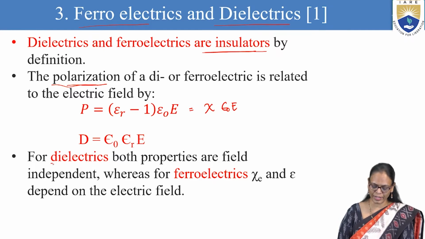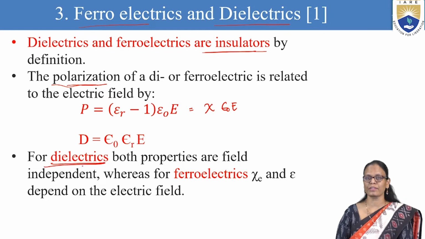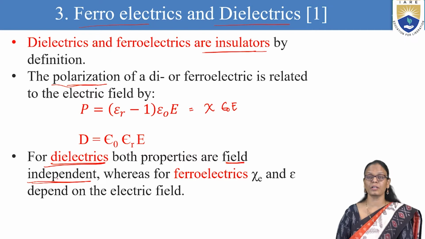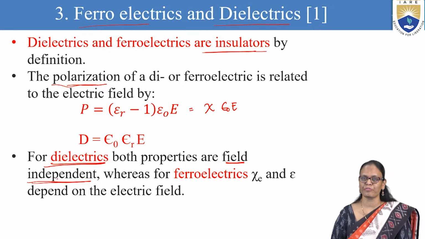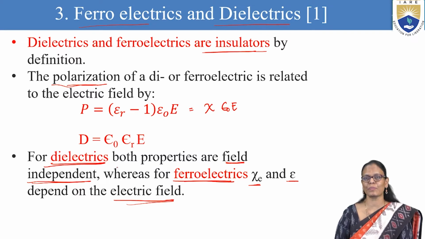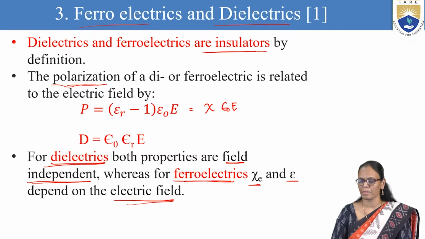So for dielectrics, both the properties chi and epsilon are field independent, meaning they are not dependent on the applied field. But when we talk about ferroelectrics, chi and epsilon are dependent on the field. So that is the major difference between dielectrics and ferroelectrics.